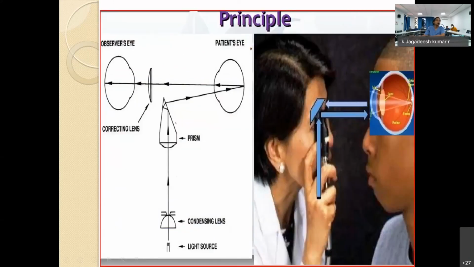Now, what is the principle? From the observer, once you throw the light, the correcting lens focuses the light onto the patient's eye. The patient's eye reflects the beam of light. It is converged by a prism, which is focused again by a condensing lens, and that's how it works.